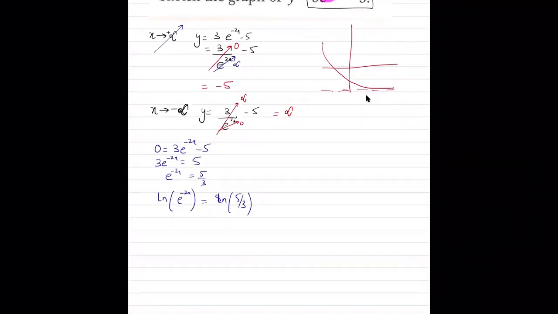Minus 0.255. So x comes out to be minus 0.255. So now I know the x-intercept. Let's find the y-intercept. The equation is the same: y is equal to 3 e raised to the power of minus 2x minus 5.